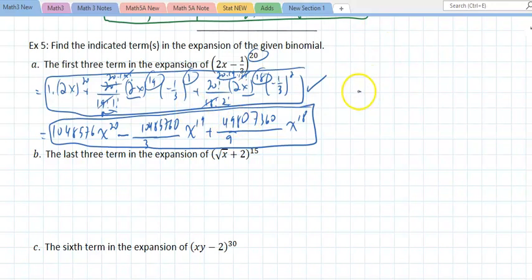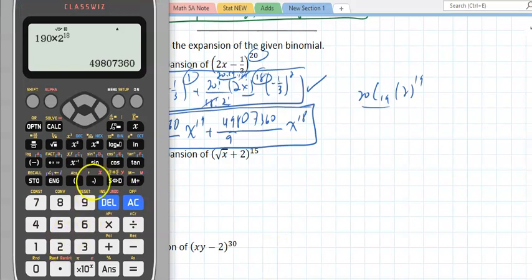But then I have to say 20 choose 19 times 2 to the 19th, right? To figure out this part. And this is how you do it. You would say 20 choose 19 times 2 raised, oops, and there's that number.